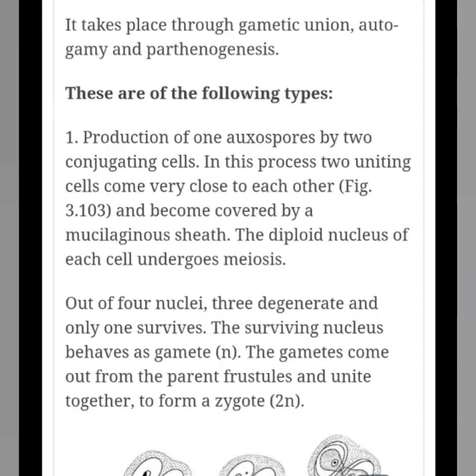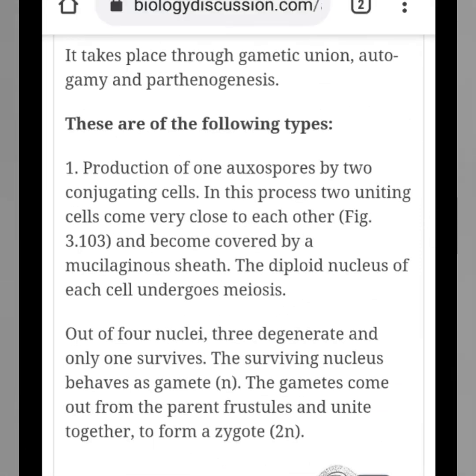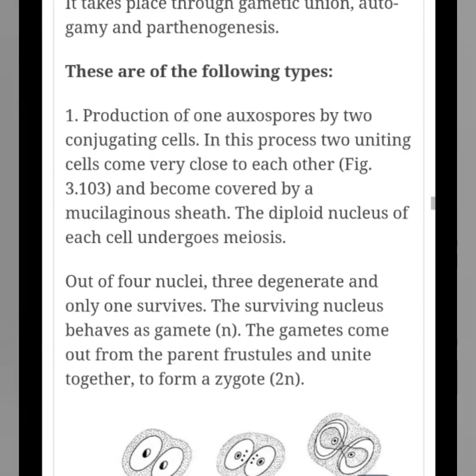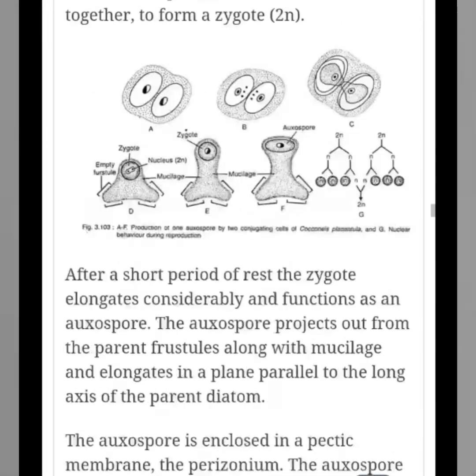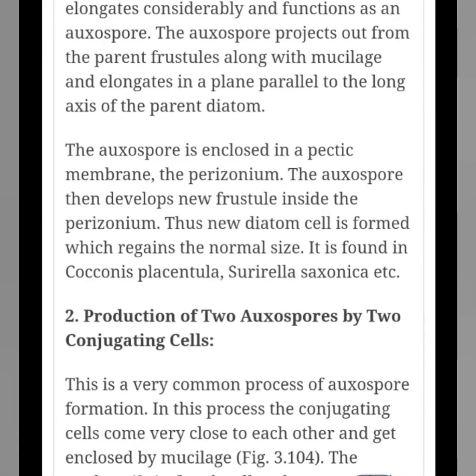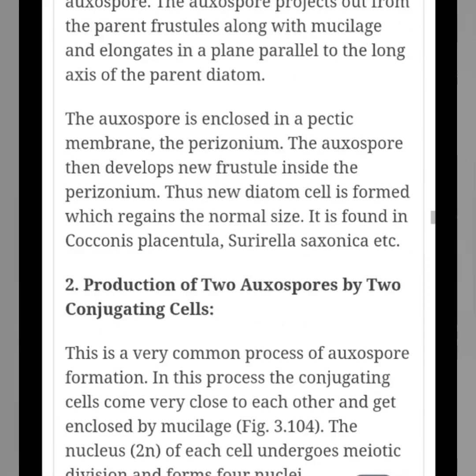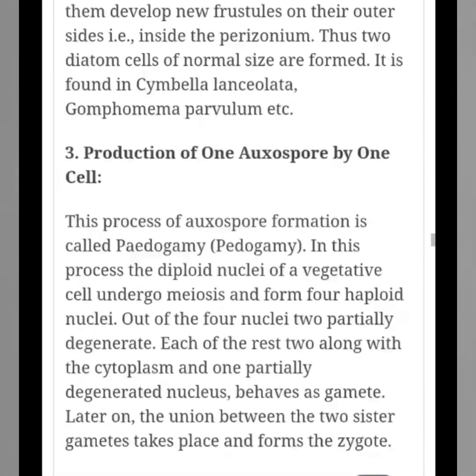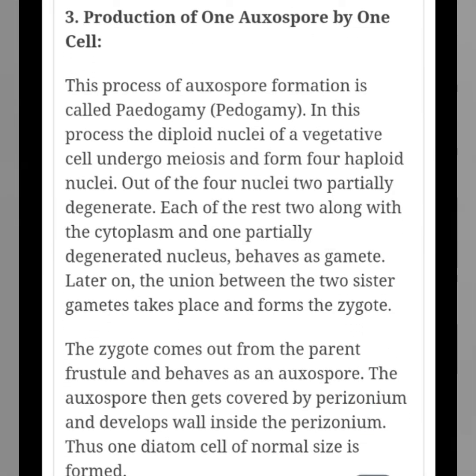Okay, so the first one here, remember the auxospore formation in pennate diatoms. In the first one, we have two conjugating cells that give rise to one auxospore, whereas in the second one, two conjugating cells give rise to two auxospores. And in the third one, what actually happened is that only one auxospore is produced by only one cell.